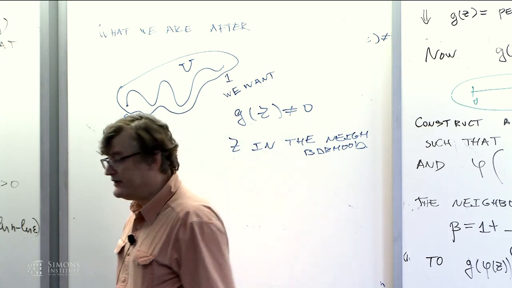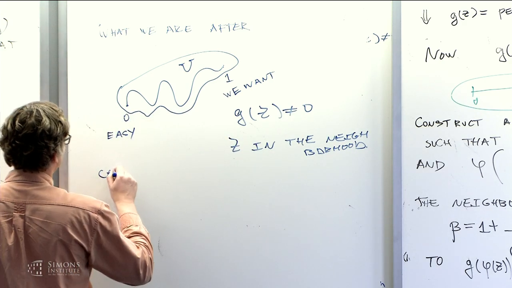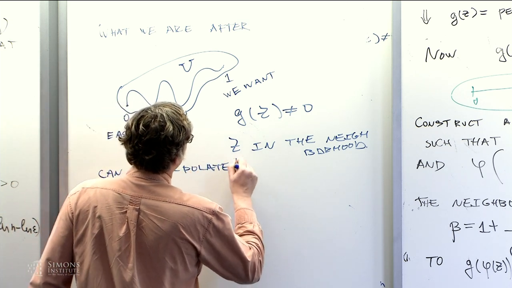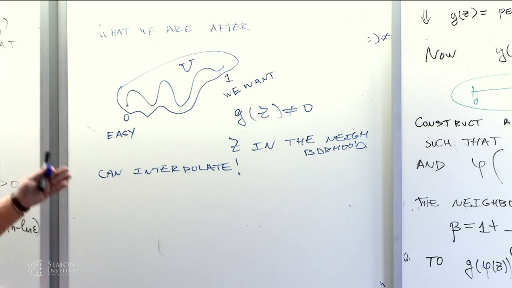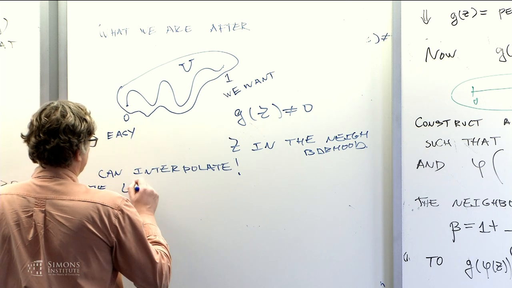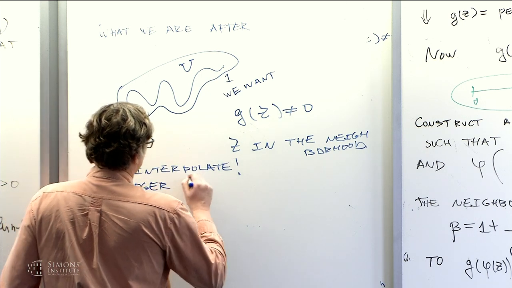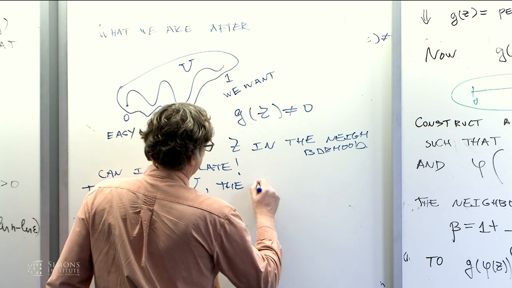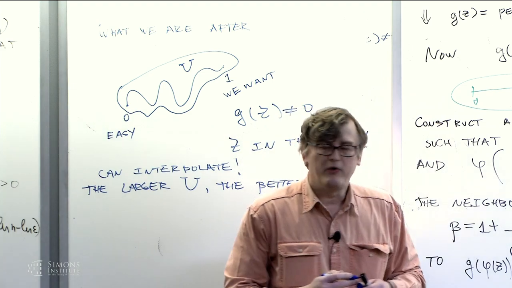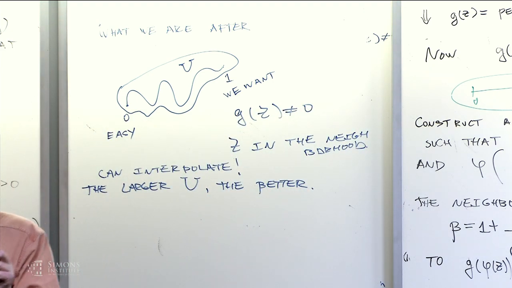Then we can interpolate, right? Can interpolate just like we did here. And it's pretty clear that the larger the neighborhood we have, well, the larger disk we can squeeze. So the larger, the better. So here we have one extreme example where the neighborhood is just a tiny little neighborhood of the 0-1 interval.